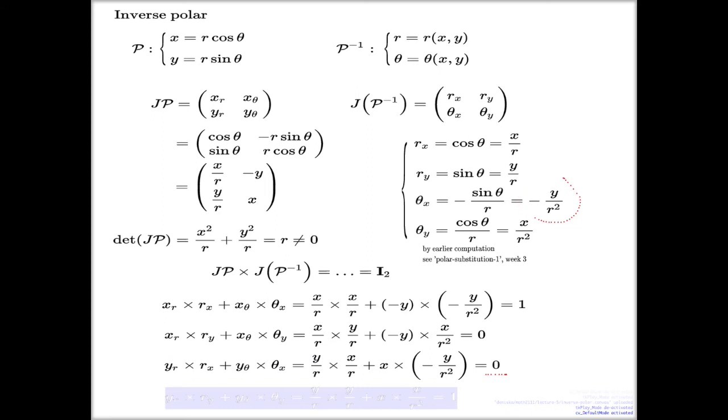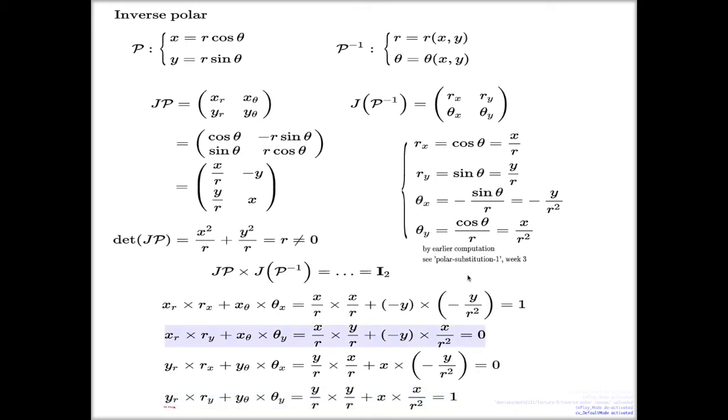And the final line is the dot product of the last row and the last column, and that should be 1. y_r is here, r_y from here, and here we got x and theta_y. That's right. Every time, of course, when you come up with this 1, we use the fact that x squared plus y squared equals r squared.